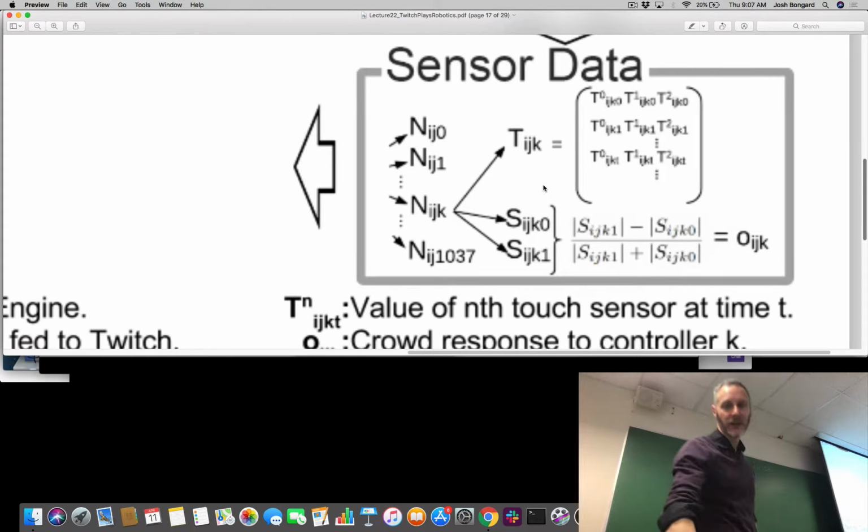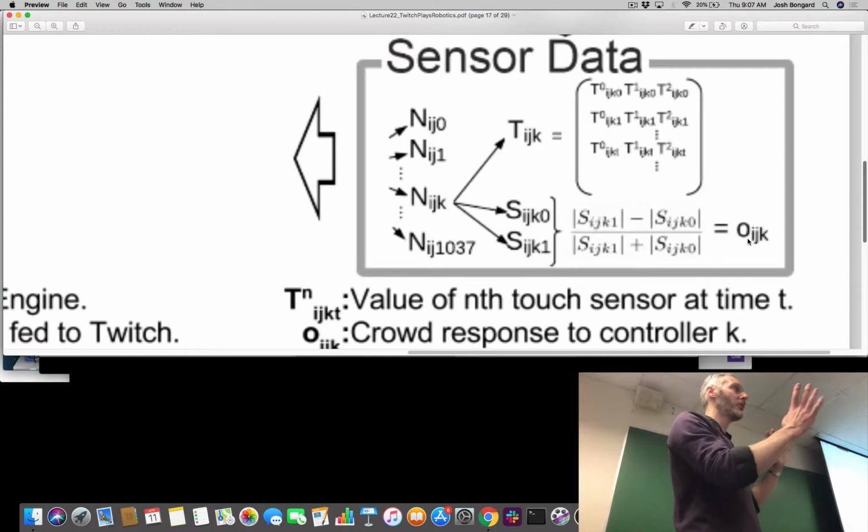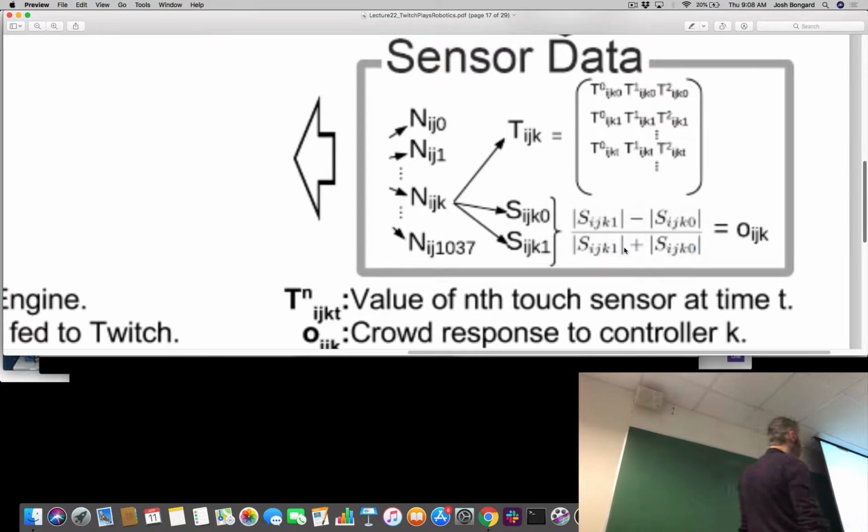We can associate with it normalized reinforcement. This is O_ijk. So O_ijk represents the normalized reinforcement of the kth controller running under the jth command. We only have one command, which is jump, on the ith robot, the worm or the quadruped. We normalize it by summing the total amount of positive and negative reinforcement that was collected for that evaluation. And in the numerator, we take the difference between positive reinforcement and negative reinforcement.